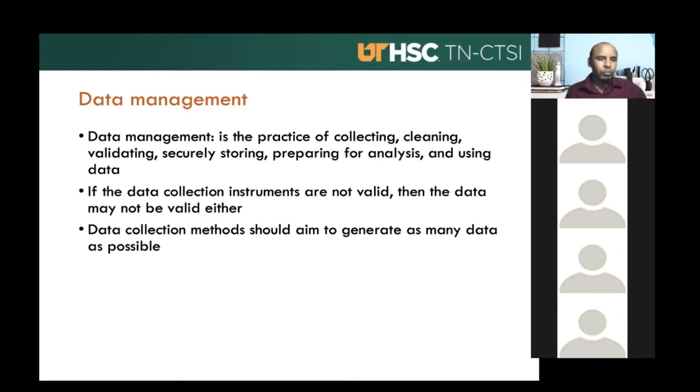So what we usually do is either at the design of the study or when the analysis is conducted, we take care of the impacts of certain kinds of variables, or confounding variables. For that purpose, when data are collected, it's wise that the data collection methods generate as many data as possible.